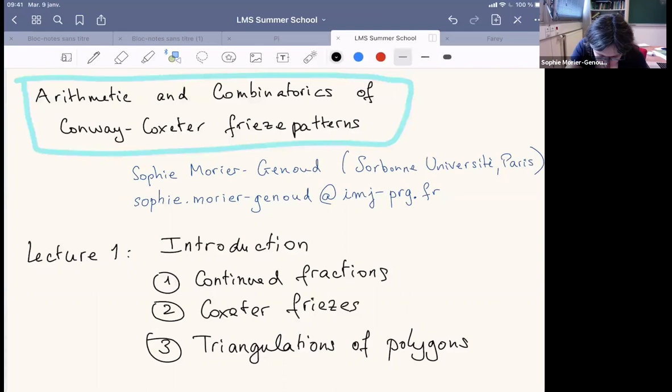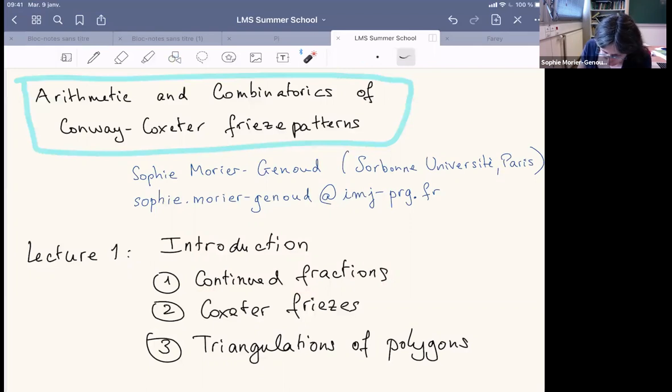So my lecture is on arithmetic and combinatorics of Conway-Coxeter frieze patterns. And today I will just give a really introduction on the topic, and just to introduce the main characters. So for the arithmetic side, we will need the notion of continued fractions. I don't know if you are familiar with these fractions, so I will define them.